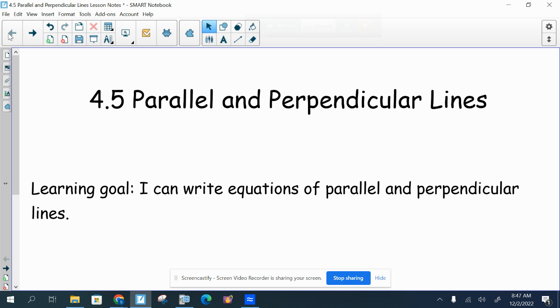So today we're just going to learn how to write the equations of parallel and perpendicular lines. This is going to be in 2 days. So we'll do parallel today, and then we'll do perpendicular on Monday. And you do need protractors, so let me pass out the protractors.